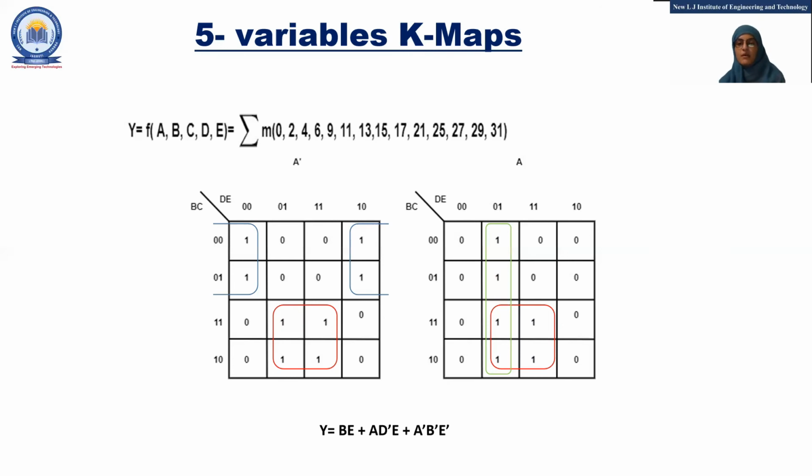From the second K-map, which is the K-map of A, one quad is possible, which is D bar, E. This is the individual K-map of A, so we have to write A in the answer also. So the answer will be A D bar E. So the final answer will be Y is equal to BE plus A D bar E plus A bar B bar E.